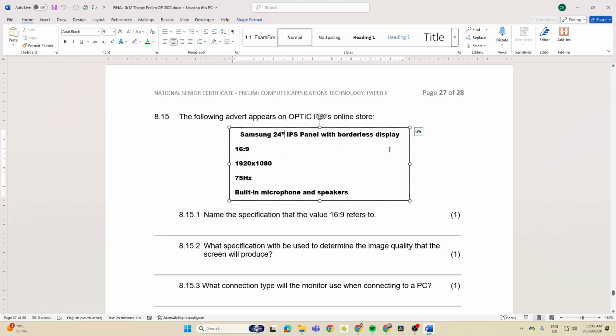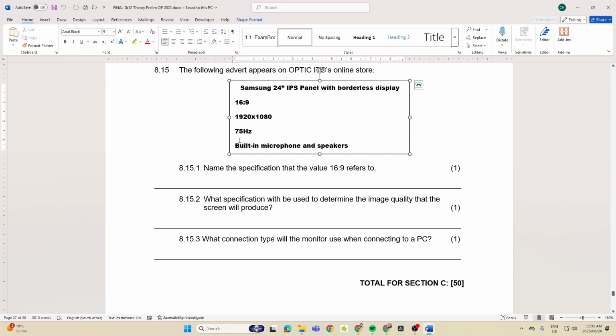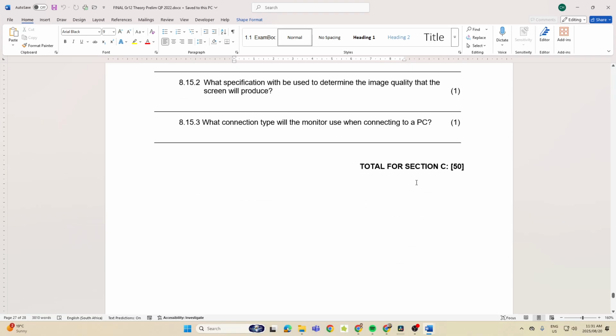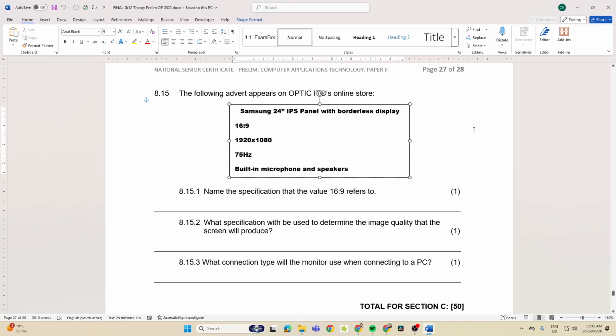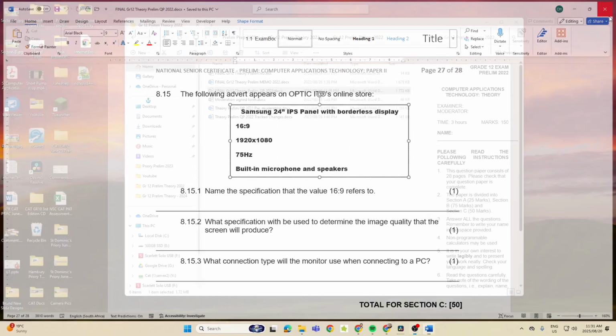IPS panel with borderless display. 16 by 9. What does that mean? That's your aspect ratio. 1920. What does that have to do with anything? That is your image quality. You've got your refresh rate as well. And it's got a built-in microphone and speakers. So there you go. That's one massive scenario that they had in 2022.